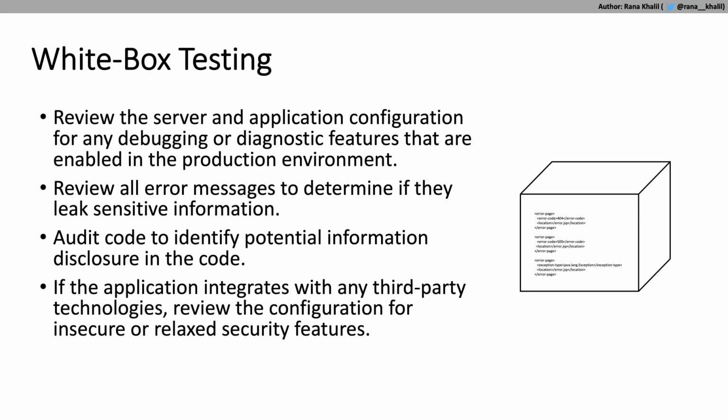And then the last one is, if the application integrates with any third-party technologies, review the configuration for insecure or relaxed security features. So this is a pretty important one. Usually when I see that the application is using third-party technologies, the first thing that I do is go to the documentation that is available online for this third-party technology. In that documentation, almost always there's a security section that describes all the different security features and whether they're enabled by default or disabled, or if you're running into issues, you could disable this specific feature and so on.